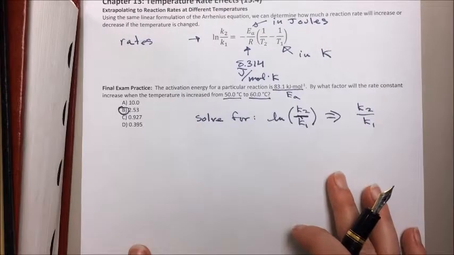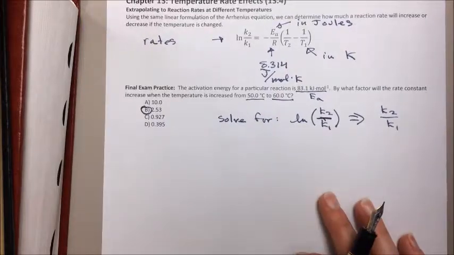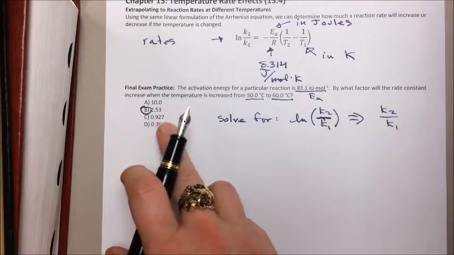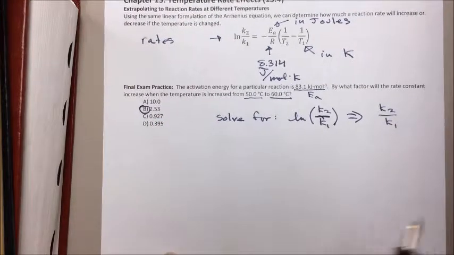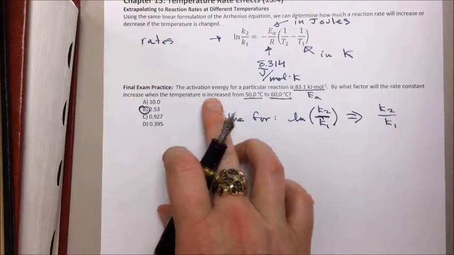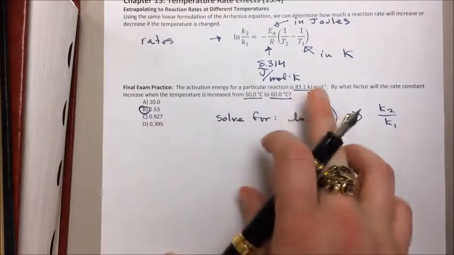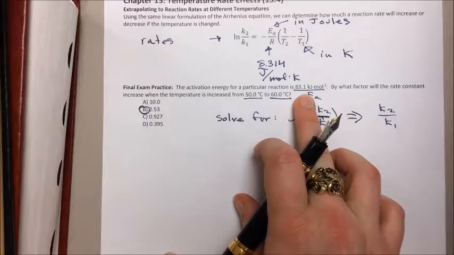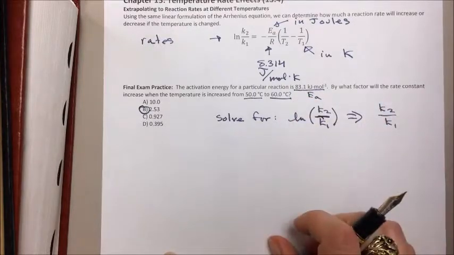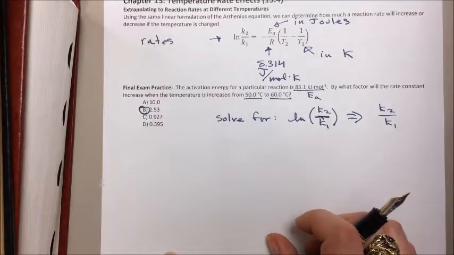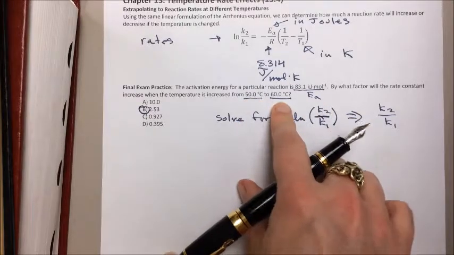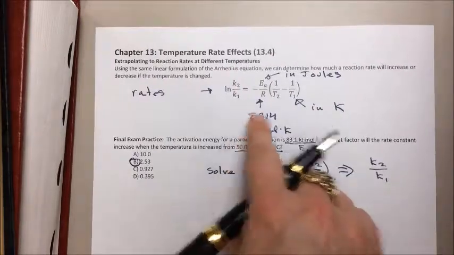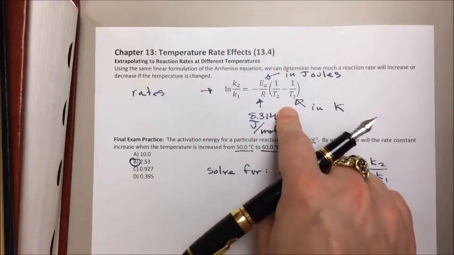Here is our last problem from Monday in class. I know I gave you guys the answer, 2.53, but I wanted to make sure you had a walkthrough of how we got there. So the question is, the activation energy for a particular reaction is 83.1 kilojoules per mole. By what factor will the rate constant increase when the temperature is increased from 50 degrees Celsius to 60 degrees Celsius? For this, we're going to use this expanded Arrhenius equation that we learned about.